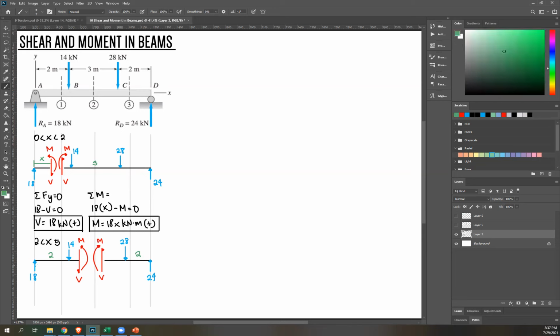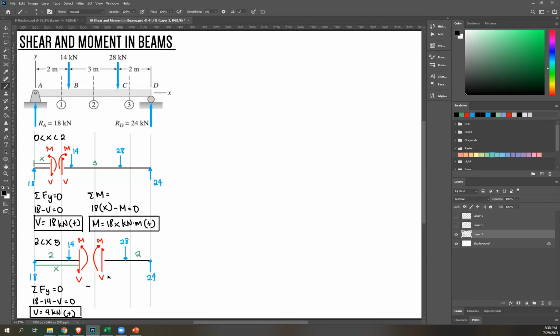And then x is the distance from this end to this end. Again, use the equilibrium equation. Summation of forces Y equals 0: 18 minus 14 minus V equals 0, solving for V. That's 4, right? 4 kilonewton. Positive, therefore correct assumption. Again, let's rotate this about our left side. That creates a clockwise movement, therefore positive.